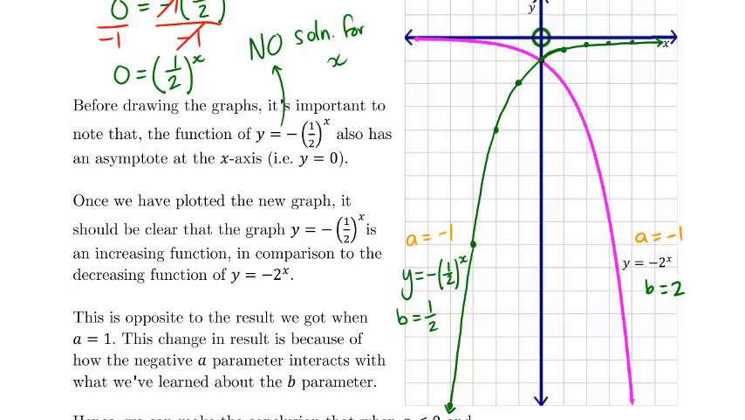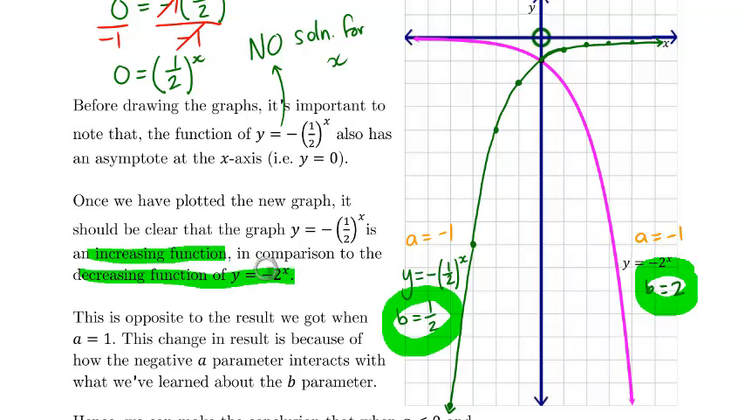So let's see what happened when we changed b is equal to 2 to b is equal to 1/2, a value that is less than 1 in comparison to a value that is greater than 1 over there. Once we have plotted the new graph, it should be clear that the graph of y is equal to -1/2 to the x is an increasing function in comparison to the decreasing function of y is equal to -2 to the x. Oh, now that's interesting because this is opposite to the result we got when a was equal to positive 1.